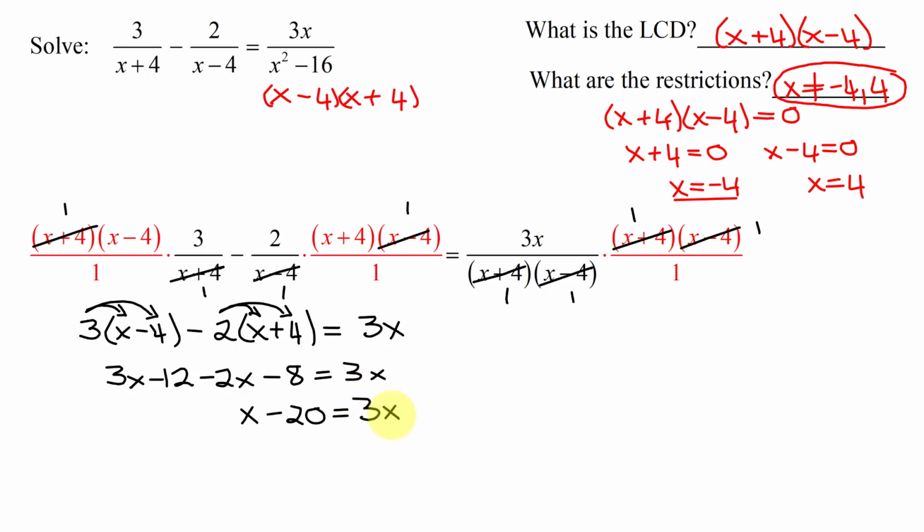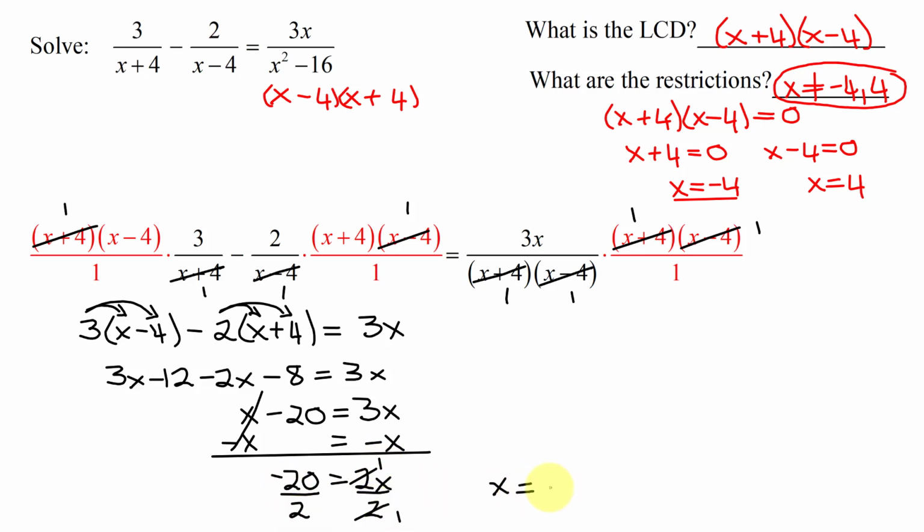It's going to be quicker to collect my x's on the right, so I'm going to subtract x from both sides. X minus x is 0, so I get -20 equals 3x minus x is 2x. Now all I have to do is divide both sides by 2. These two 2's reduce, and I get left with x equals -20 divided by 2 is -10.